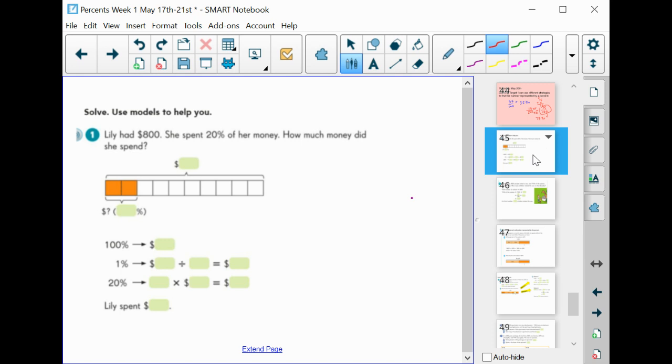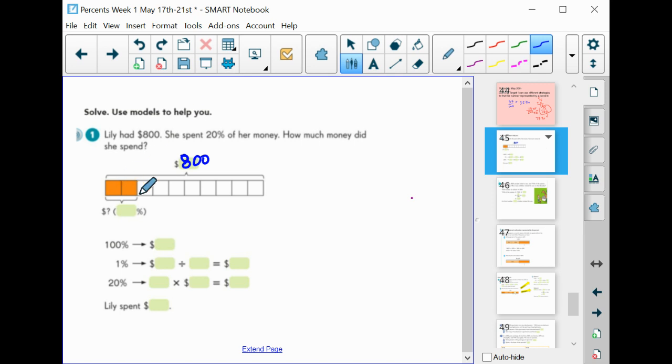Lily had $800. She spent 20% of her money. How much money did she spend? So right here, we have a model to represent this problem. And what I'm going to do right away is label that our whole model here equals the total amount of money that Lily has. So I know that Lily starts with $800. So I'm going to write 800 up here. That means that all of these together equal 800.